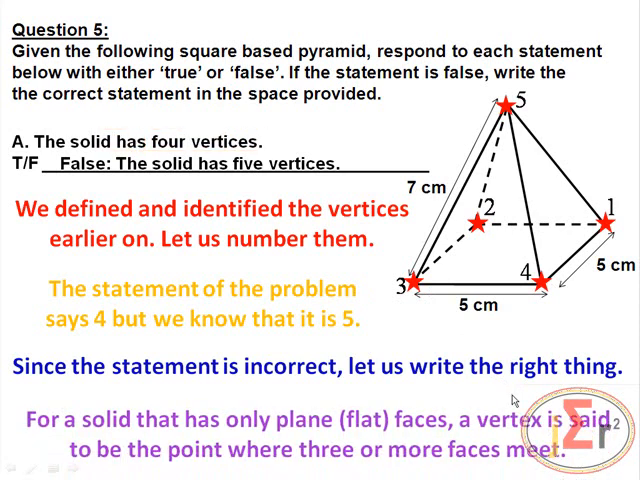For a solid that has only plane, or what we say flat faces, a vertex is said to be the point where 3 or more faces meet. So when this solid has flat faces, or what we call plane faces, then for that solid, a vertex is said to be the point where 3 or more faces meet. And we have 5 of them. The statement of the problem says 4. We are sure that that statement is false, and we have included the correct statement.